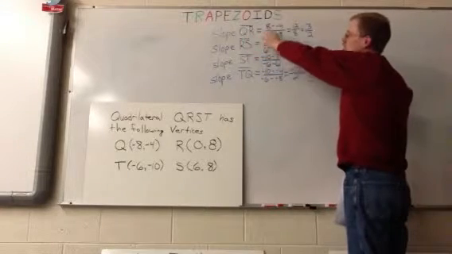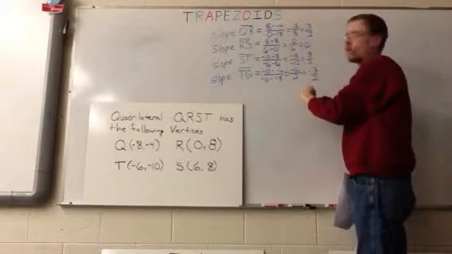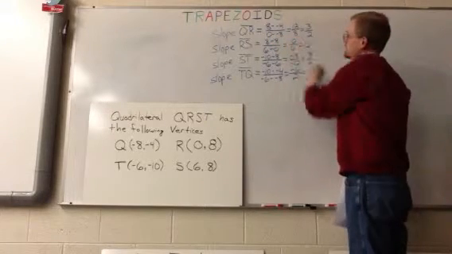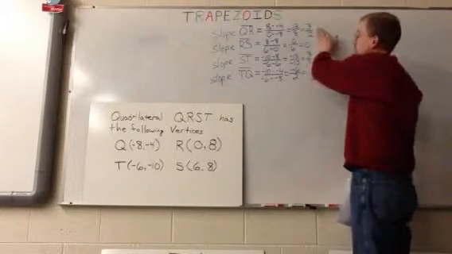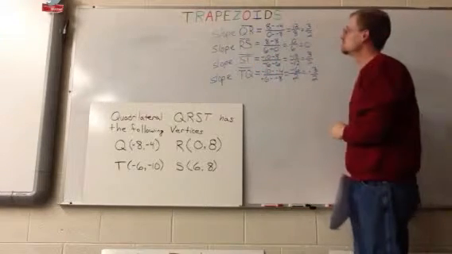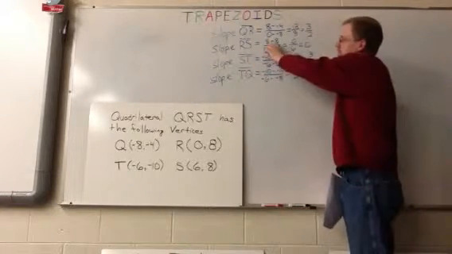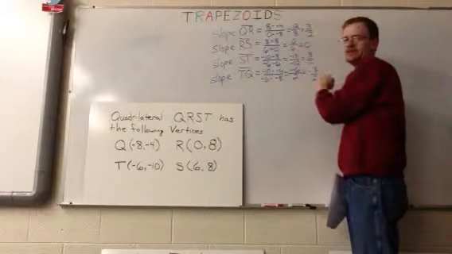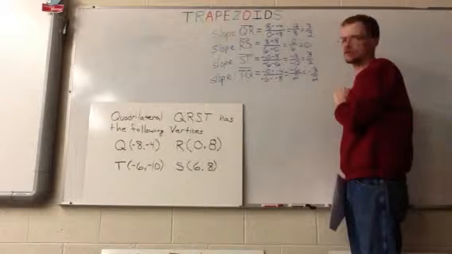For slope QR you should have 8 minus a negative 4 over 0 minus a negative 8. That simplifies to 12 over 8 or 3 halves. Our slope of RS simplifies. We get 8 minus 8 over 6 minus 0, so we have 0 over 6 equaling 0.